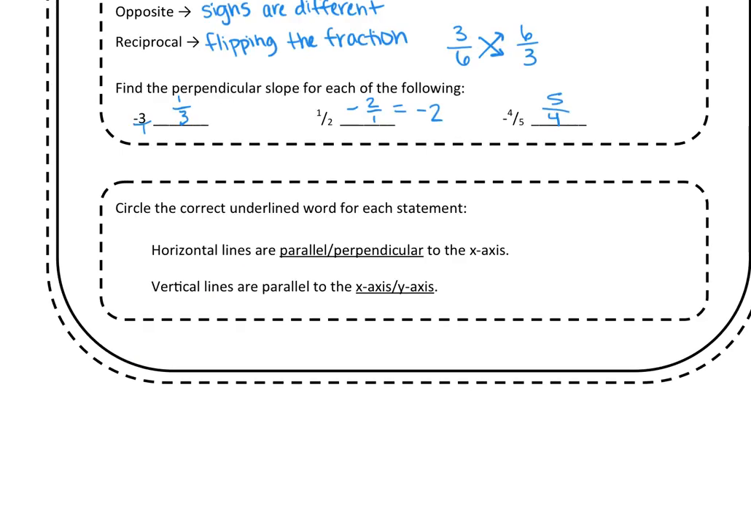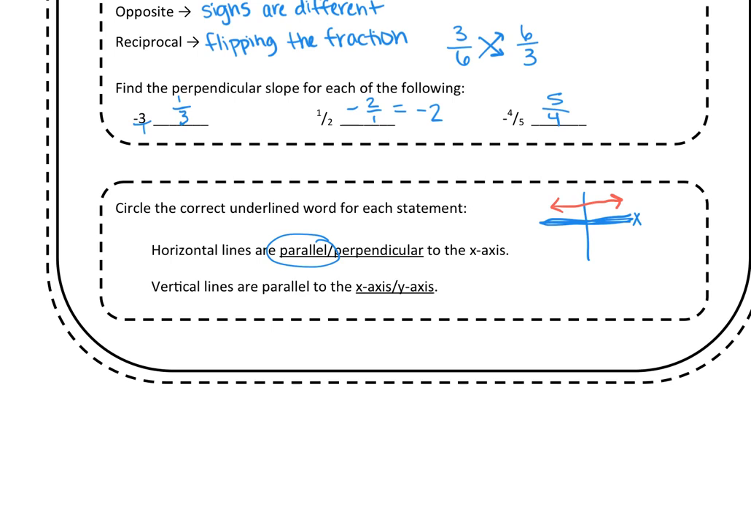All right, last part here says circle the correct underlined word for each statement. So first statement says horizontal lines are parallel or perpendicular to the x-axis. So you probably want to draw a picture here. I'm going to go ahead and draw a graph. The one going left to right is the x-axis right here. And they're talking about horizontal lines. So that means it's the lines going from left to right. So there's an example there. So we're looking at that line I just drew, and we are looking at this line right here, the x-axis. Those two lines are going in the same direction, so that's telling us that those two lines are parallel. So parallel is your correct answer here.